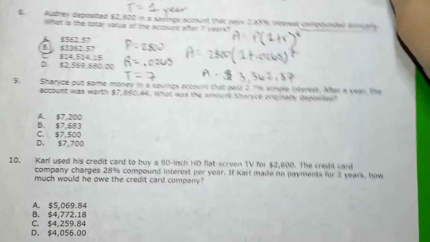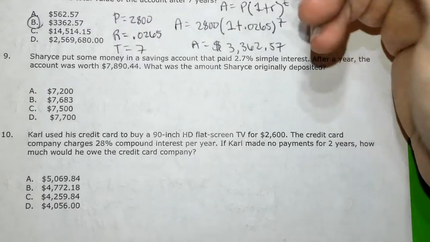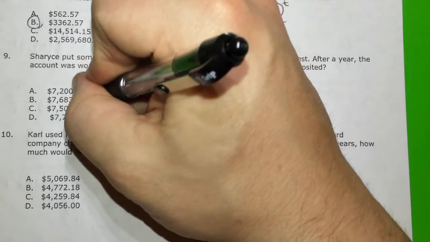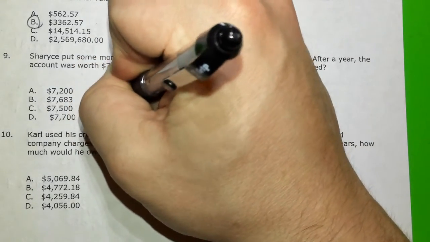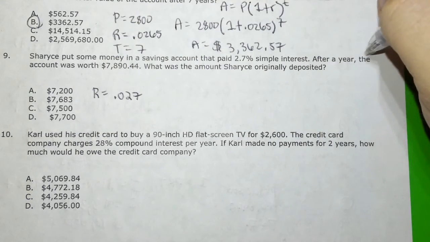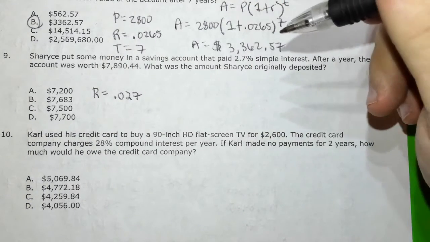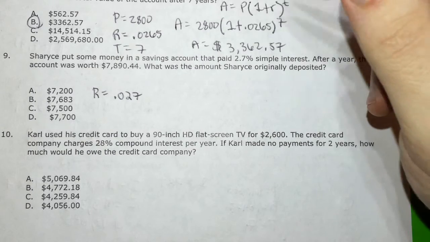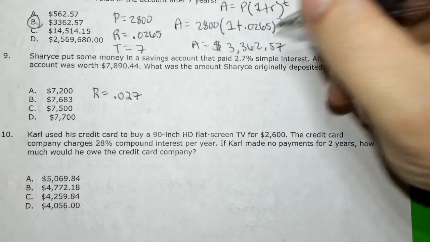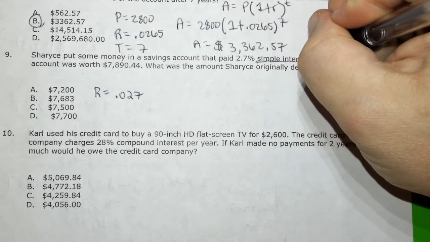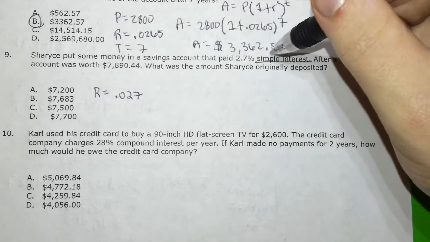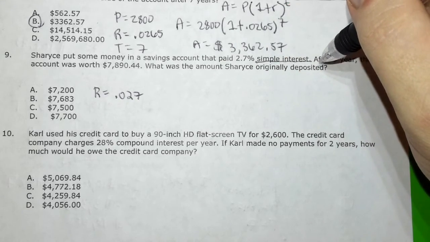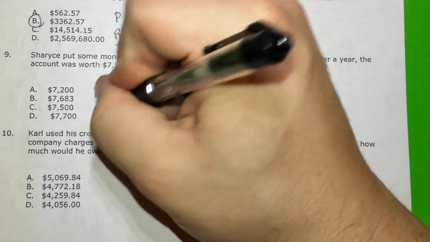Number 9. Cherise put some money in a savings account that paid 2.7% simple interest. So my rate is 0.027. After a year, the account was worth $7,890.44. So she did simple interest. What was the amount Cherise originally deposited? So we're looking for the principal.